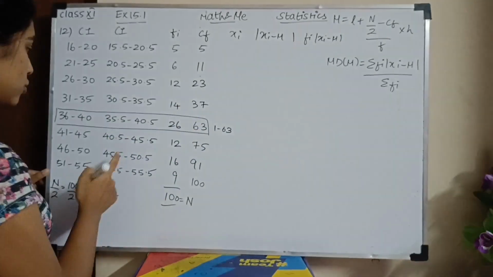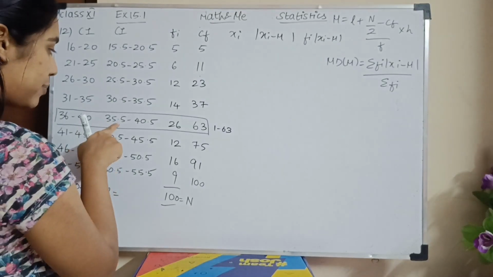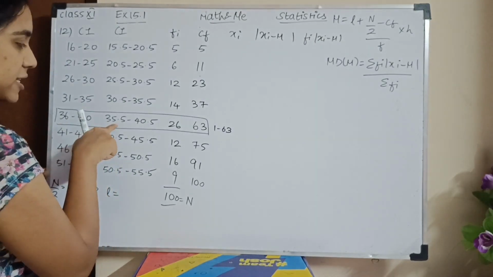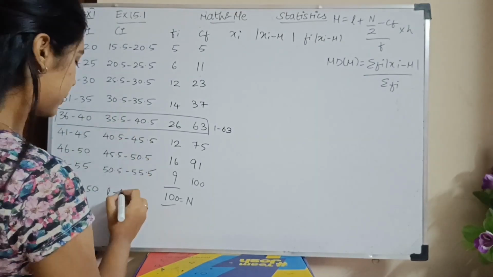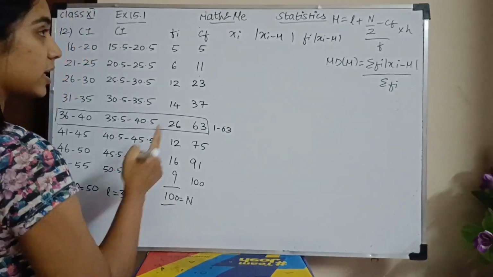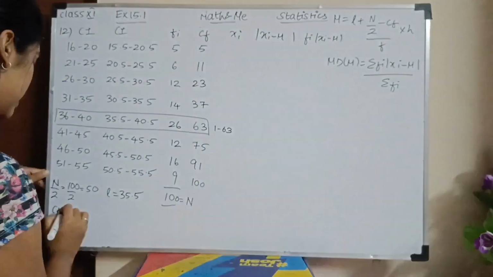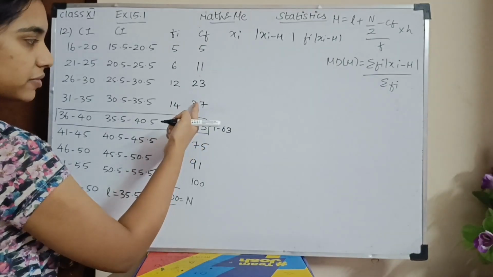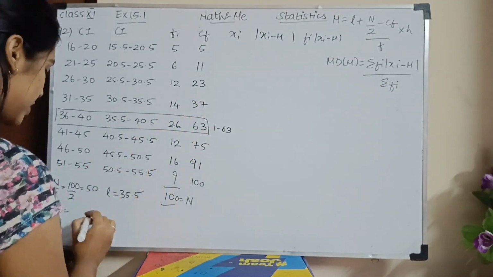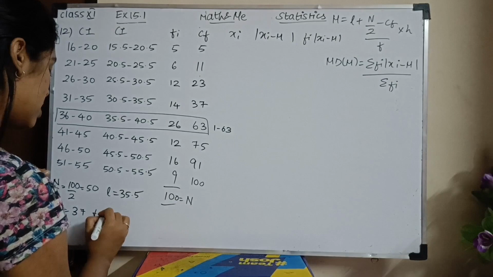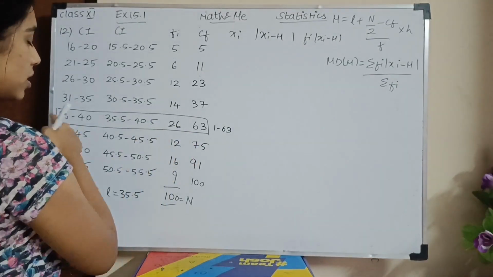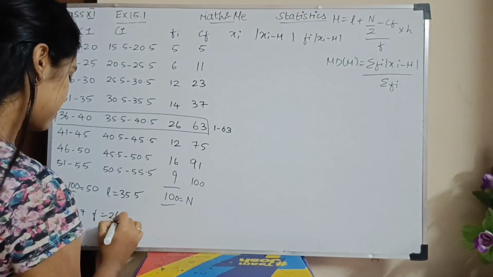This is the block I am looking for. So what is my L value? The lower limit, which is 35.5. Okay, you are no more dealing with the others. This has become your new class interval. So 35.5 is my lower limit. Next I need my cumulative frequency, which is the frequency one line above the boxed one. So 37 is my cumulative frequency. What is my frequency? Look at the respective row. It is 26. This is my frequency.